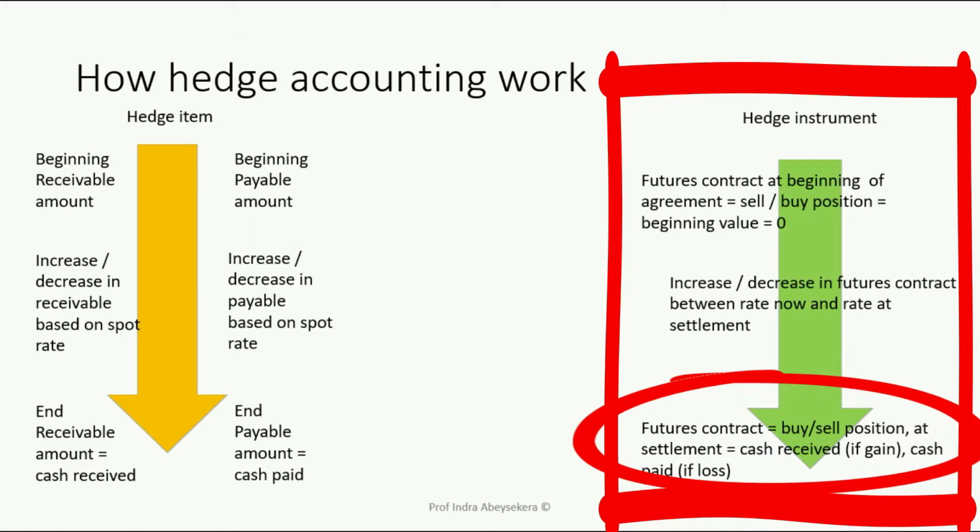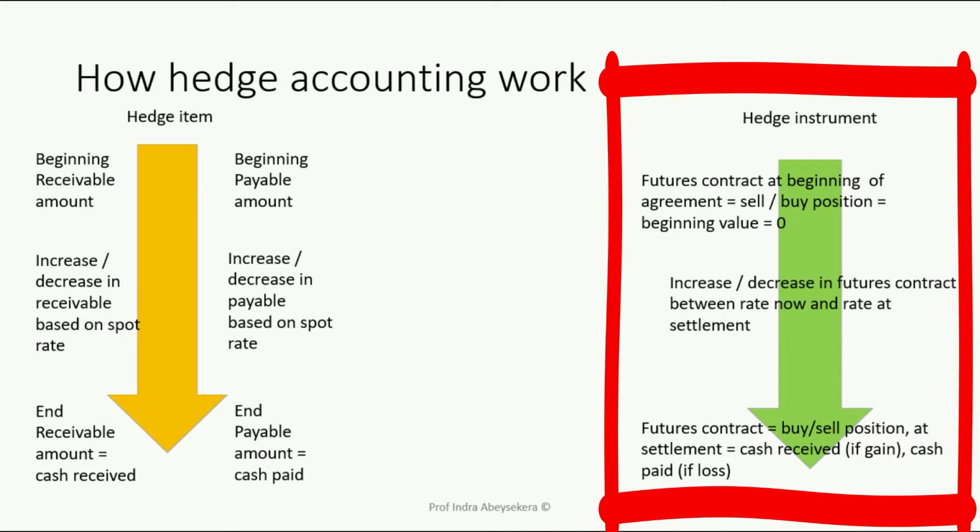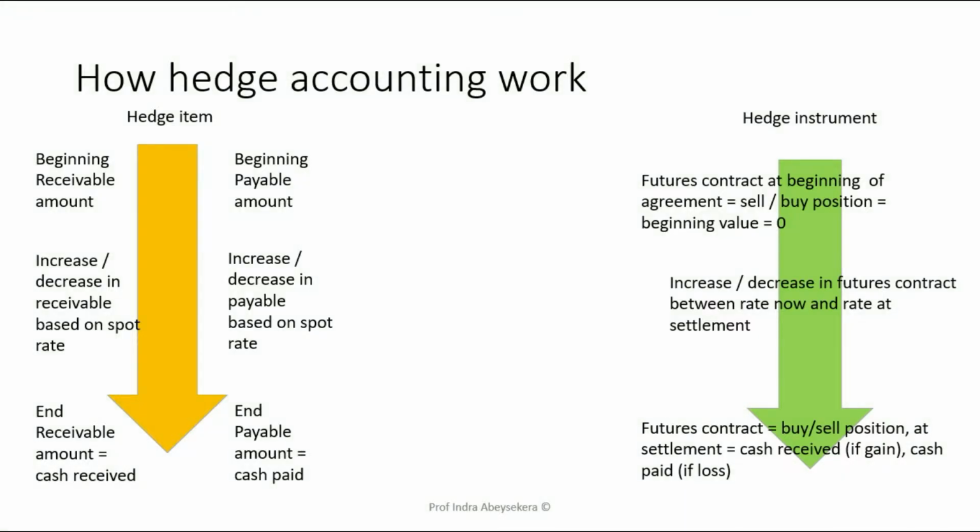But that is done with the purpose of mitigating the gain or the loss in the hedge item. So if we are expecting the currency fluctuation to increase in our favor, that is in relation to the hedge item, then we take a position which is opposite to that.